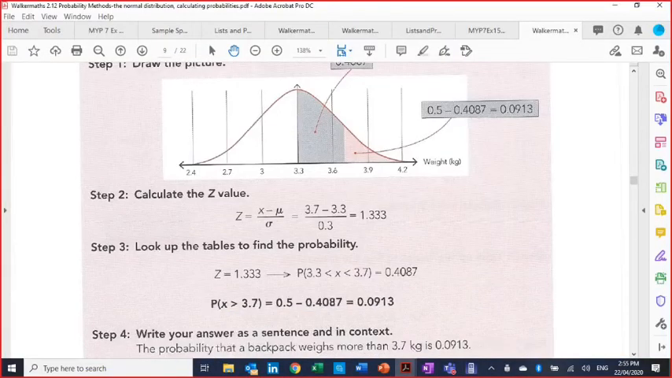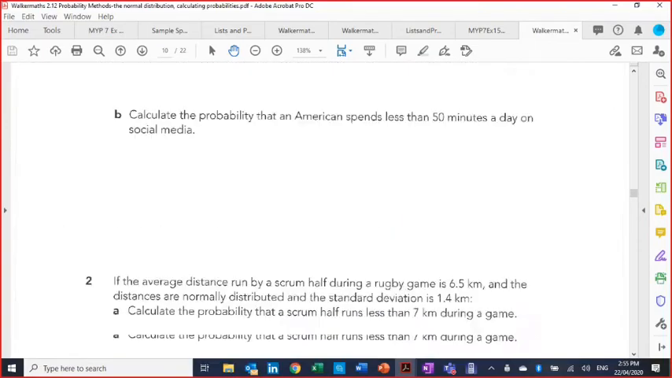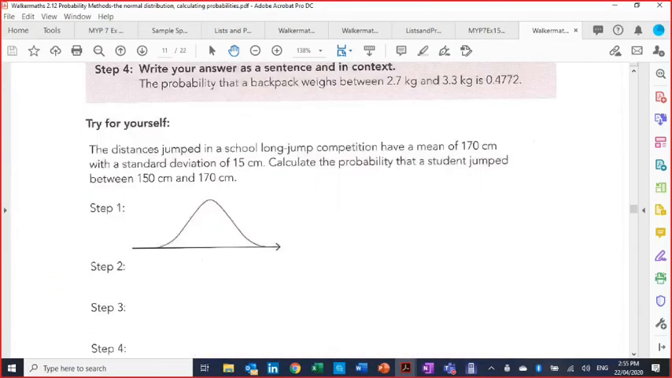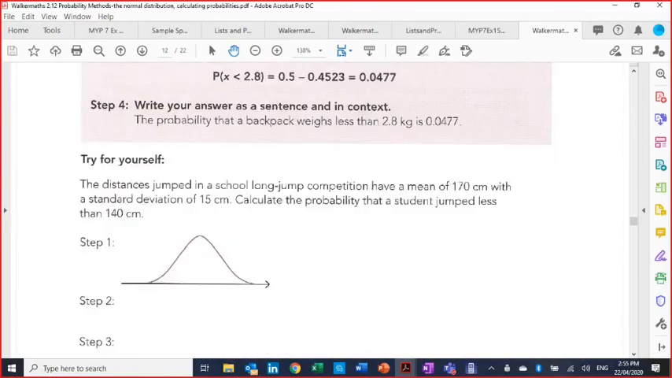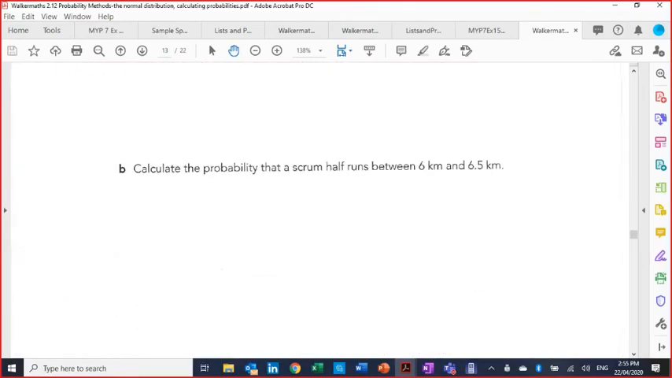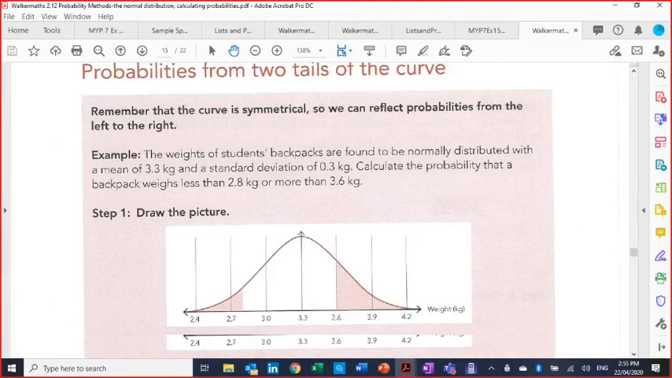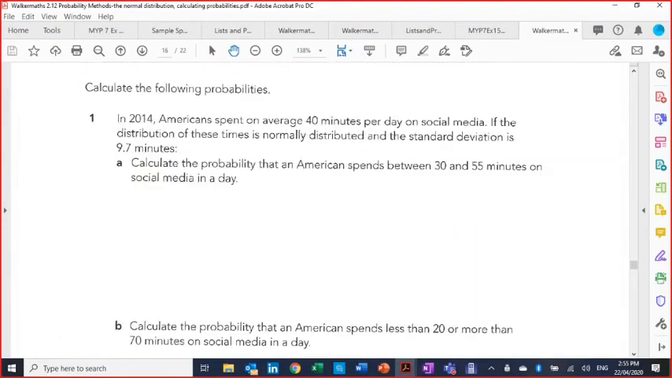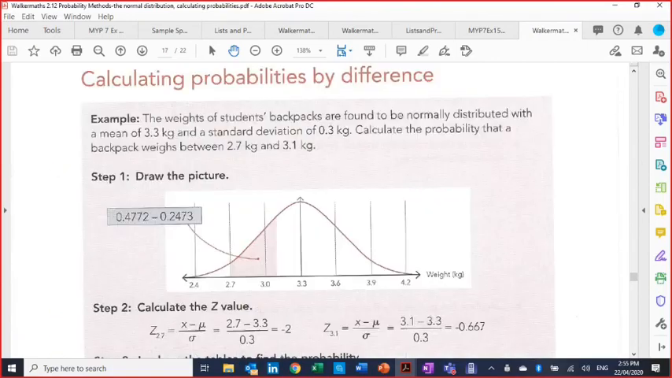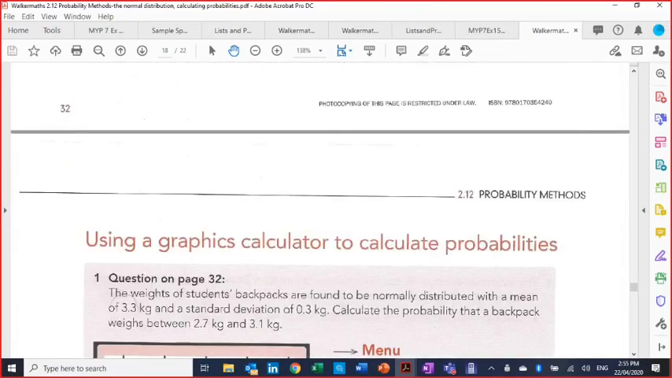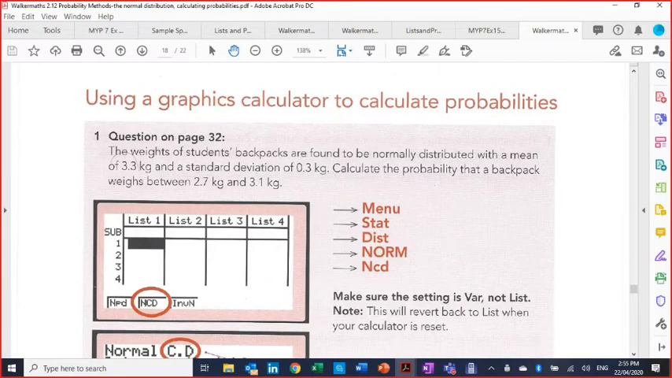All right, now, what I want to do is go to the calculator instructions. Don't worry about any of that. Keep going. We'll talk about these in a minute, but what we're going to do is use the graphics calculator to calculate probabilities. So this is where I need you all to be on point, okay?